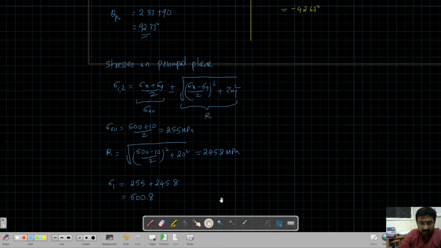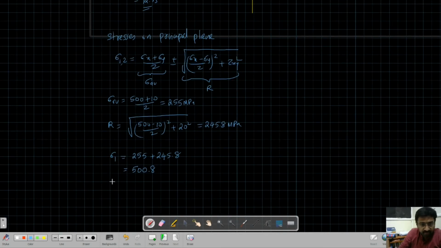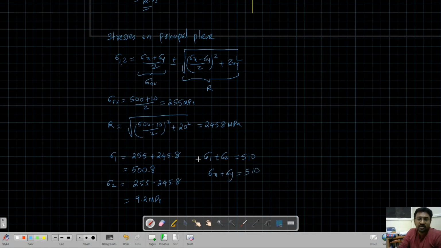Okay, and sigma 2 is equal to 255 minus 245.8. So that is 9.2. Sorry, 9.2 MPa. We can always check that sigma 1 plus sigma 2 equals 510, which should be equal to sigma x plus sigma y, which is also equal to 510. So this always should be true.